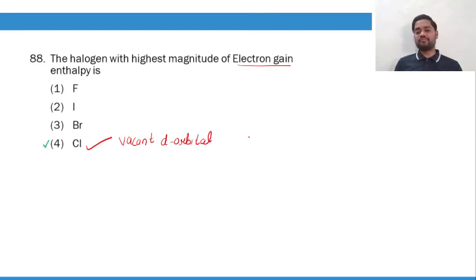So this is the order. Please remember the order: chlorine, fluorine, bromine, iodine. This is the electron gain enthalpy order. Okay, this is what, the electron gain enthalpy order. Electronegativity order, there is no doubt.